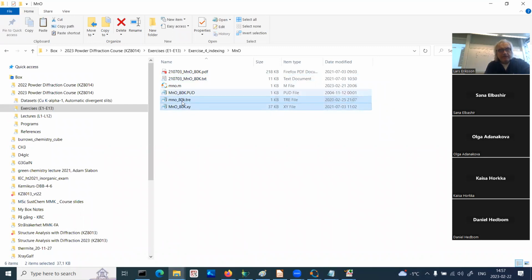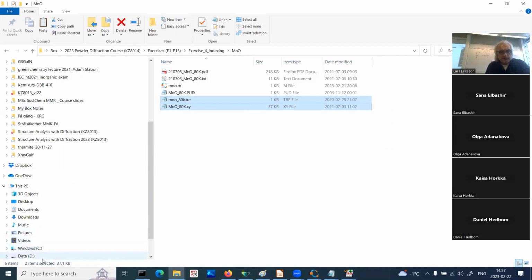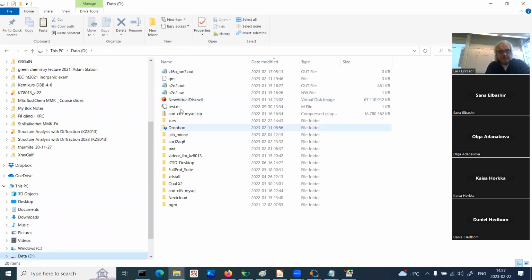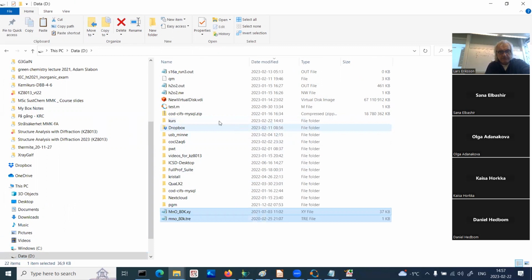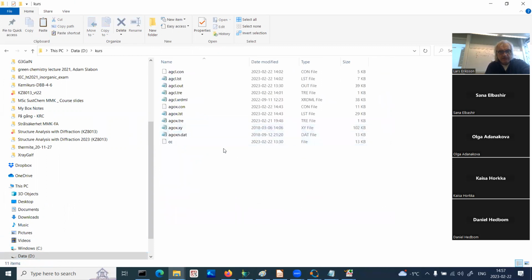There are different versions of manganese oxide depending on temperature. It has magnetic ordering at low temperature. This is the 80K data. Can see if we can. No, this is with magnetic ordering, I think. We'll see.